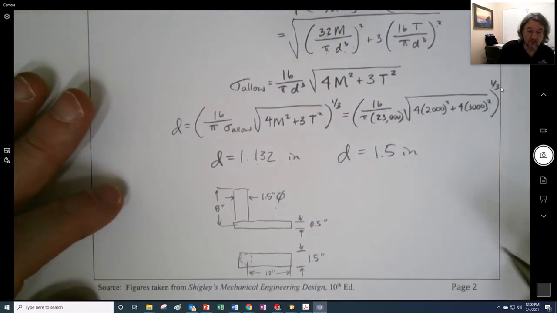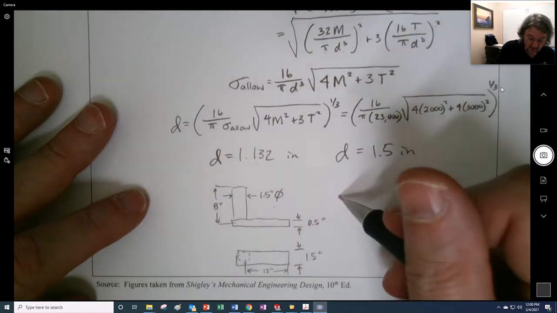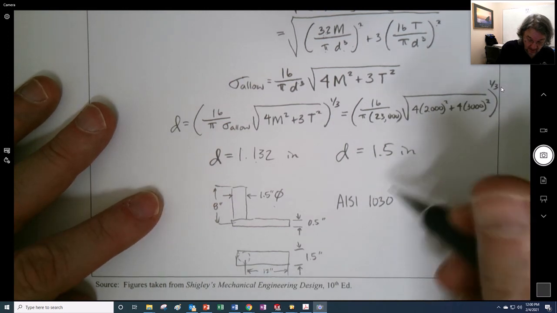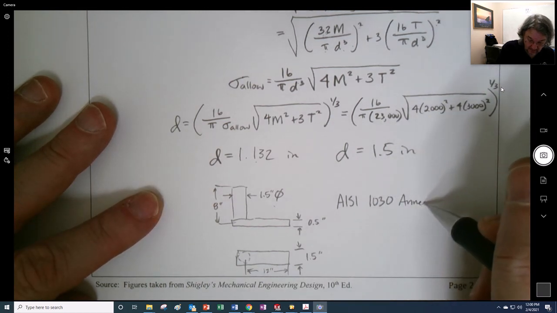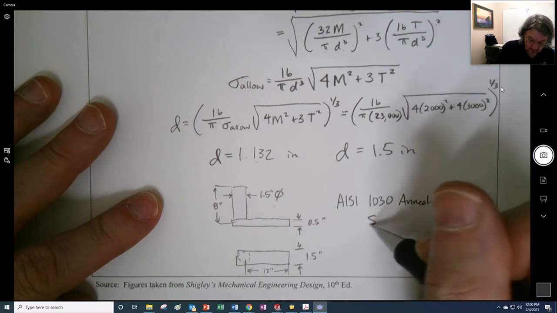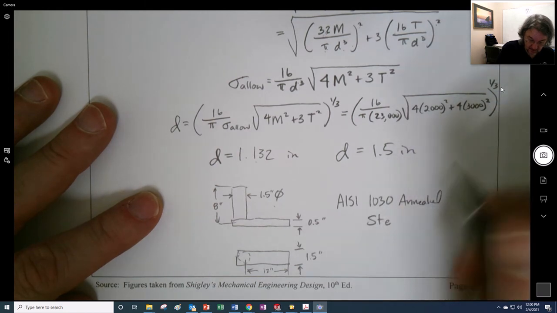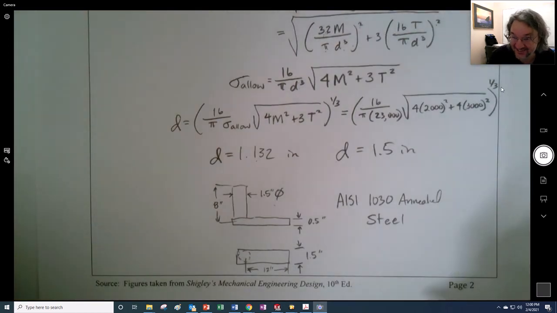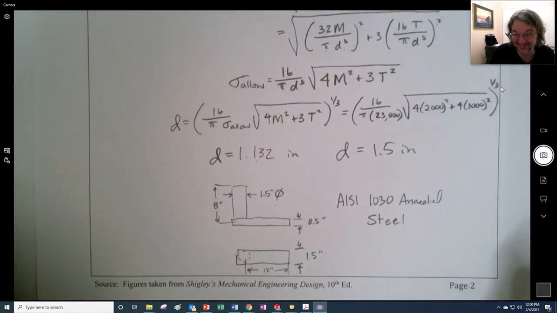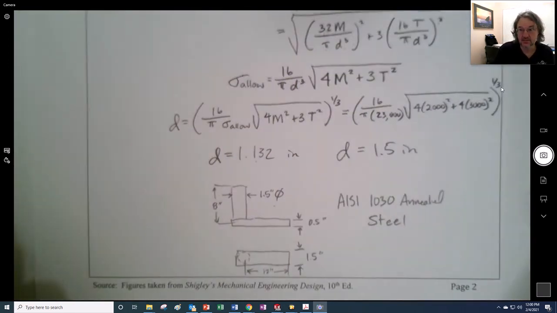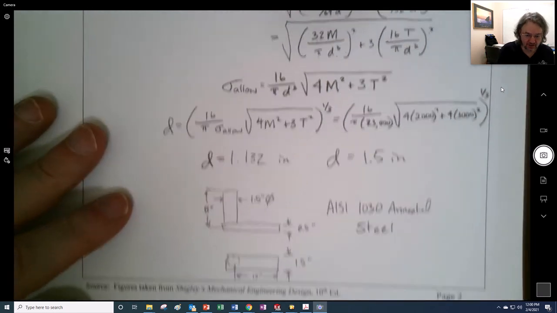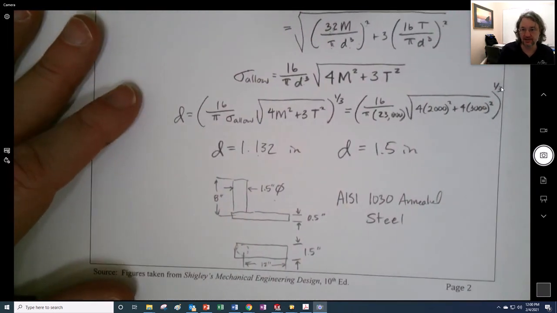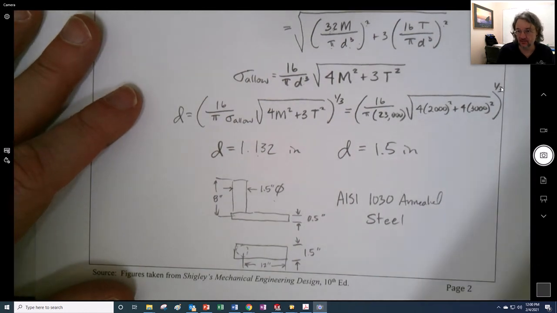And so voila, and then write out AISI 1030 annealed steel. And I think steel is spelled with 2 E's. I don't know. Okay, so there you go. We're an engineer. Now we're a design engineer. We just designed something using ME470 stuff.